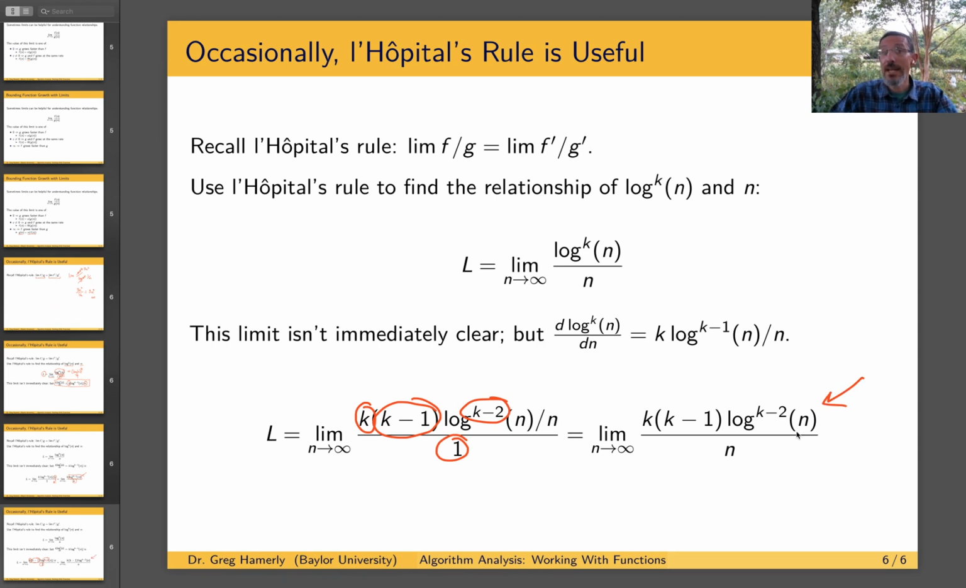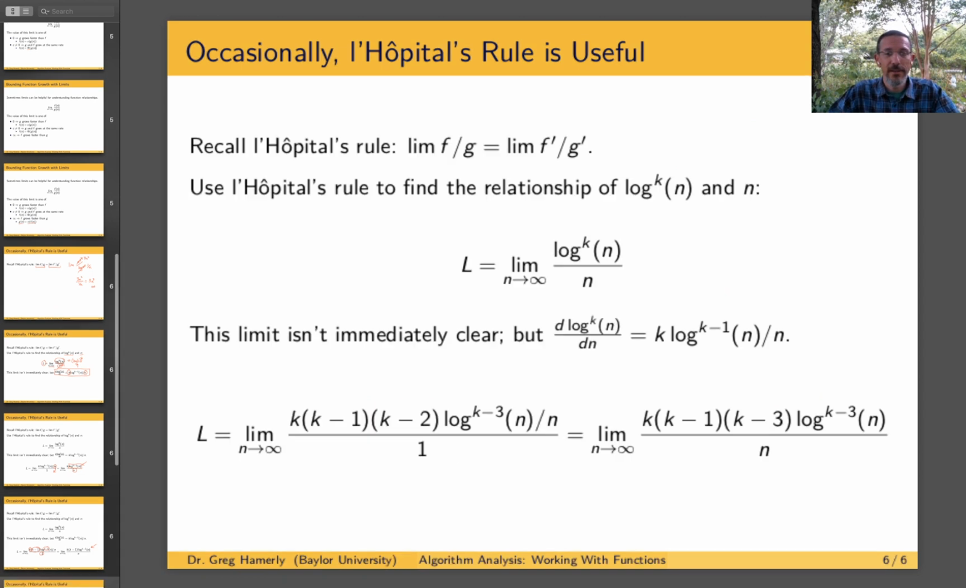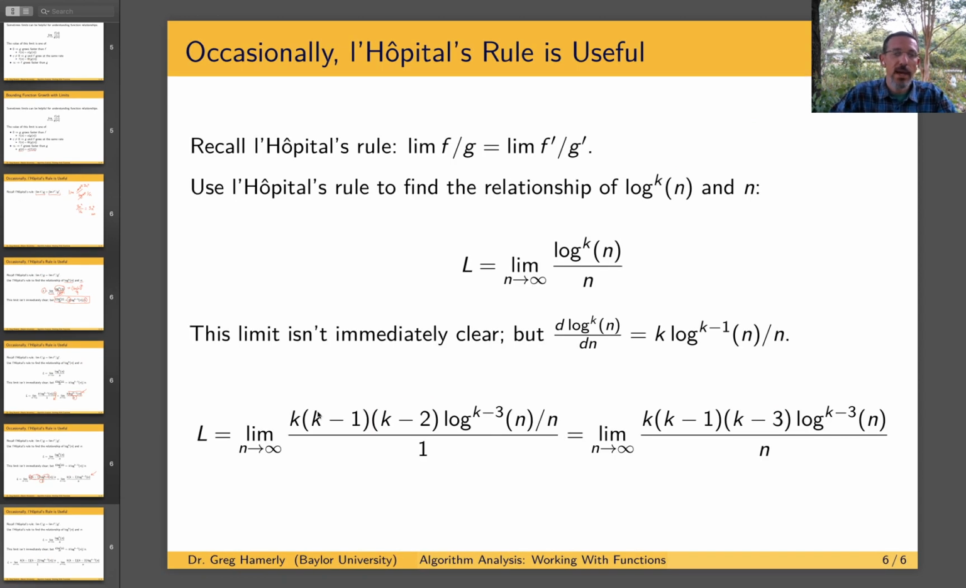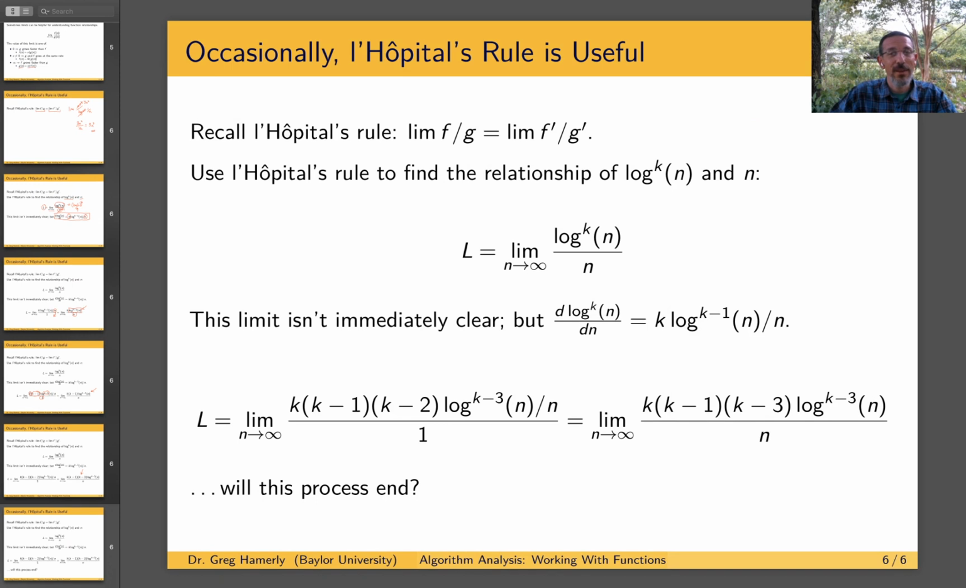So what do we do? Take L'Hopital's rule again, of course. And then we're left with k times k minus 1 times k minus 2 times log to the power k minus 3 of n divided by 1, which is equal to this. Great. But I still don't know what this limit is. Okay, so will this process that I'm suggesting, where we take L'Hopital's rule over and over and over again, ever end? And the answer is actually yes, it will end.